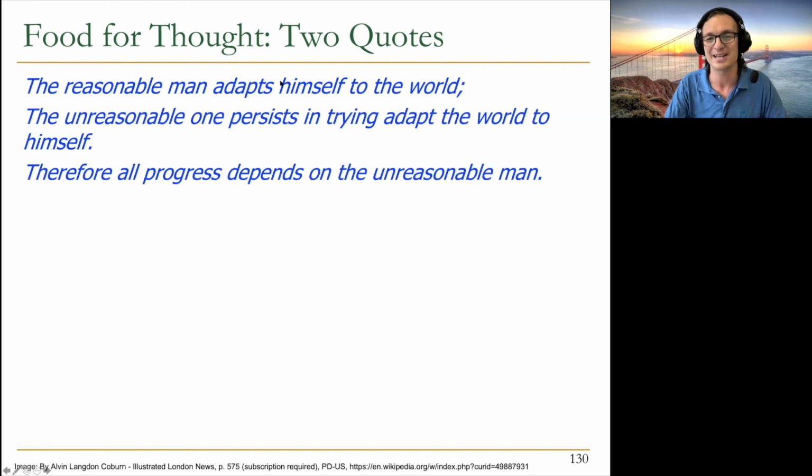The reasonable man adapts himself to the world. The unreasonable one persists in trying to adapt the world to himself. Therefore, all progress depends on the unreasonable man. In a sense, this says basically you should be critical of how things are done and what's happening so that you can actually enable progress.